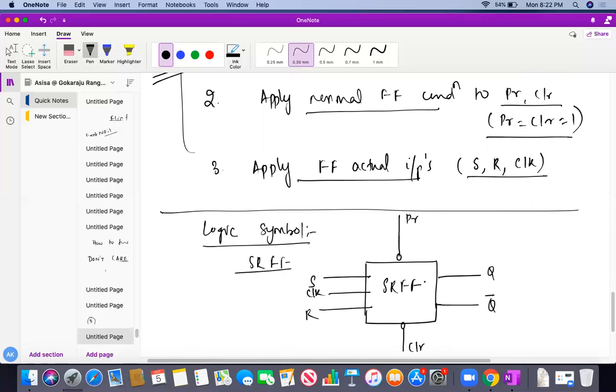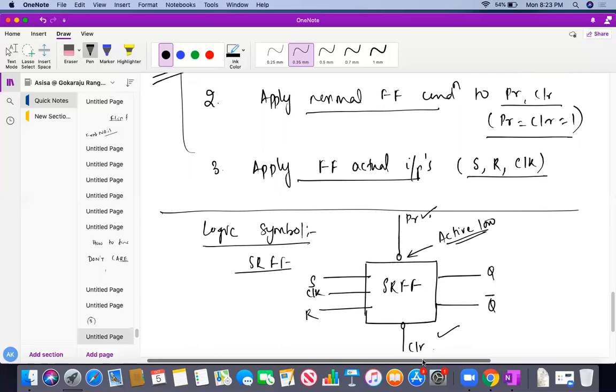So what it tells actually, if this is the state, what is this bubble? Active low bubble. Active low means preset is active low, clear is also active low. So in order to work with preset, what you need to do? You have to apply 0. In order to work with clear, what you need to do? You have to put clear equal to 0.